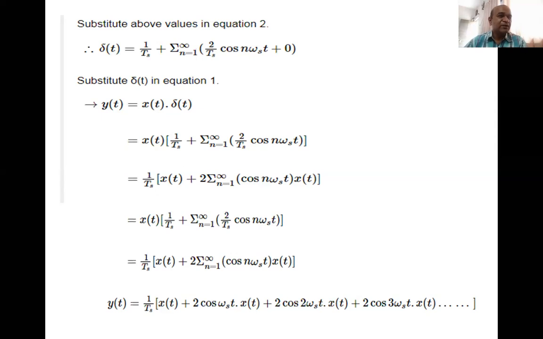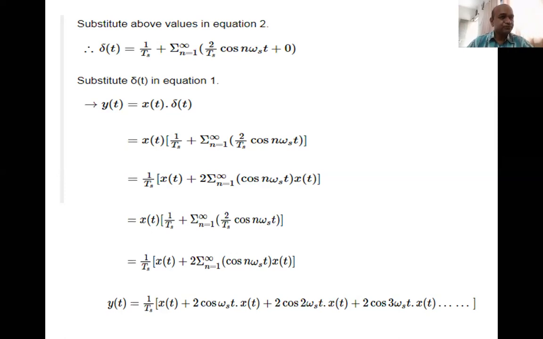Now finally, if you expand the summation term, you will get y of t is equal to 1 upon Ts x of t plus, see the expanded term, 2 cos(omega s t) into x of t plus 2 cos(2 omega s t) into x of t plus 2 cos(3 omega s t) into x of t, and so on up to infinity. So this will be the resultant term.